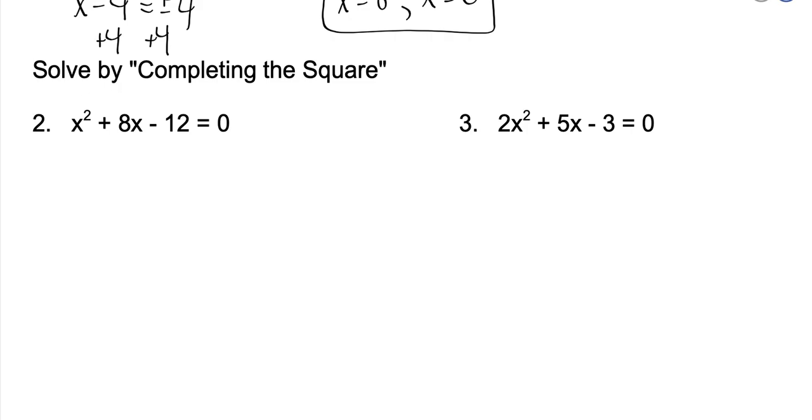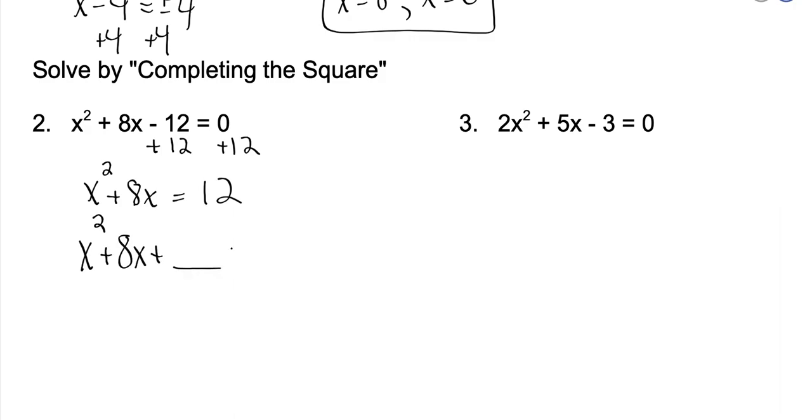Okay, so the first thing you want to do in this question is move the 12 over. And then we have something like this. X squared plus 8x equals 12. And at this point, this is where you can complete the square, and I can add something to both sides. So I may have something like this. All right, and that's what we're trying to figure out: what we need to add to both sides in order for this to be a perfect square trinomial.